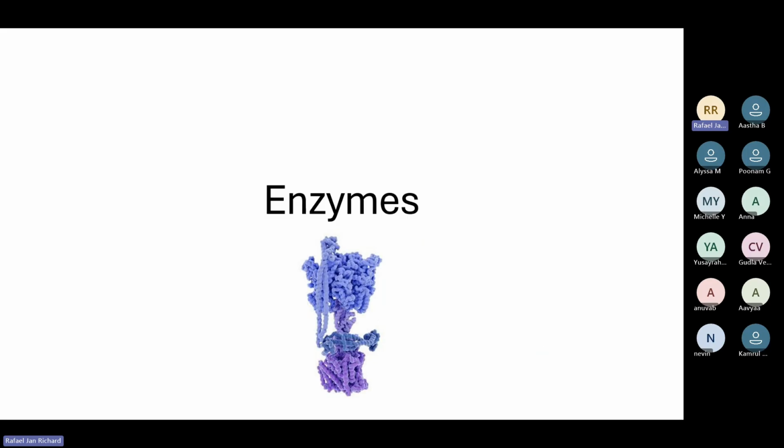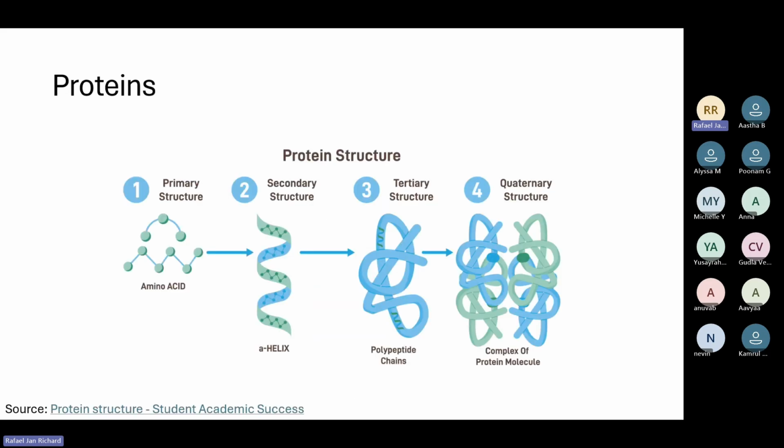So on the first slide, you can see a 3D model of an enzyme. And what you can see is that it is basically a protein. And the protein, as you probably know, is created of amino acids, and they are linked together with peptide bonds. And here, as a review, is a diagram of how a protein is being formed.